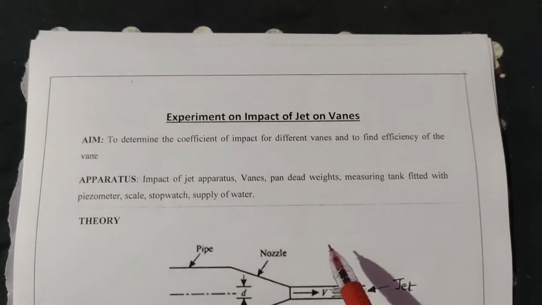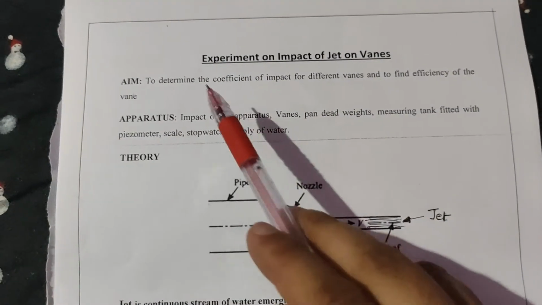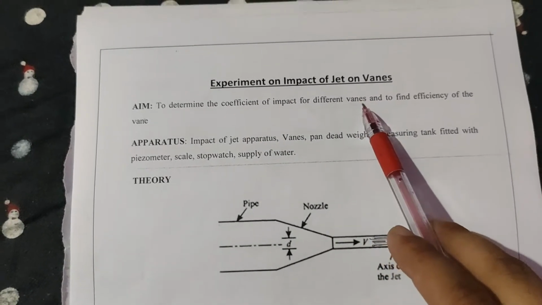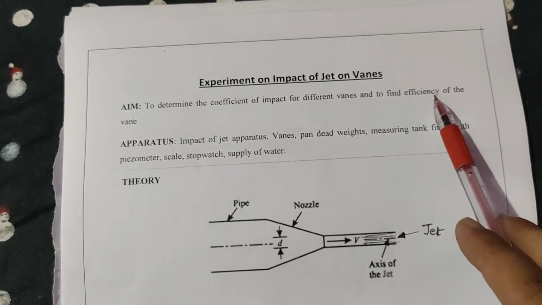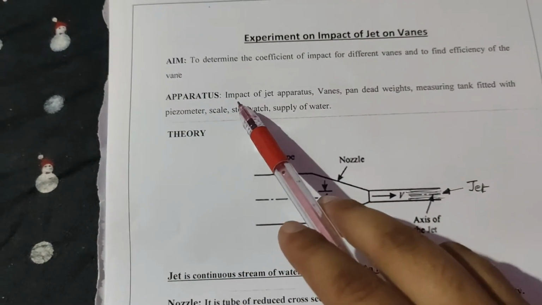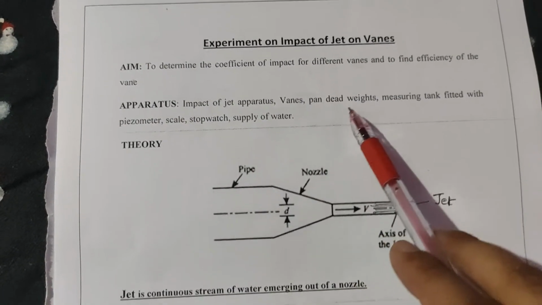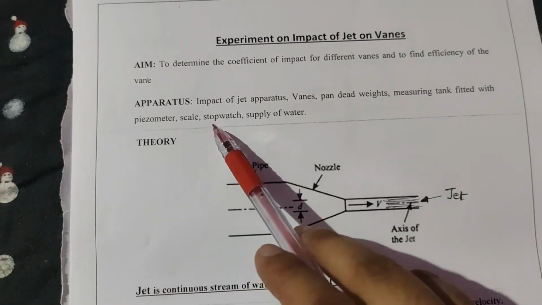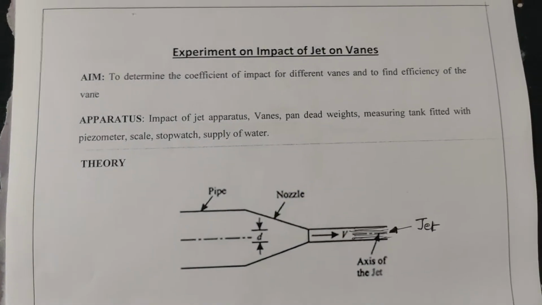Today in this session, let us understand about the experiment on impact of jet on vanes. The main aim of the experiment is to determine the coefficient of impact for different vanes, that is fixed flat as well as hemispherical vane, and also to determine the efficiency of both the vanes. So to begin with, we need the apparatus such as impact of jet on vane, different kinds of vanes, dead weights and also weight, measuring tank which is fitted to the piezometer, scale, stopwatch to note down the time, and mainly the supply of water.